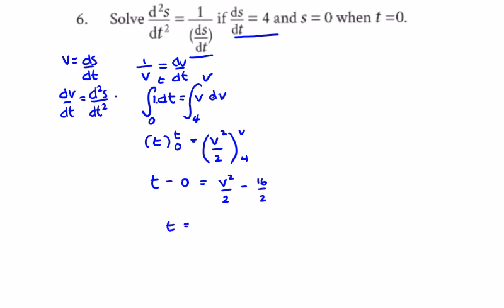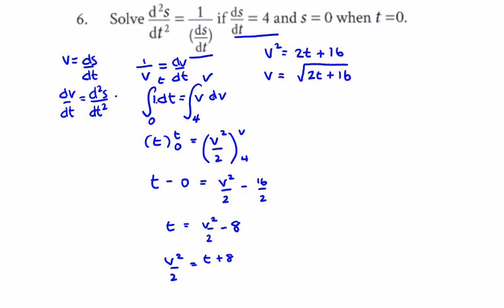So t is equal to v squared over 2 minus 8. Is that right? v squared over 2 minus 8. So v squared over 2 will be equal to t plus 8. So v squared will be equal to 2t plus 16. So v will be equal to the square root of this. We just take the positive, 2t plus 16.